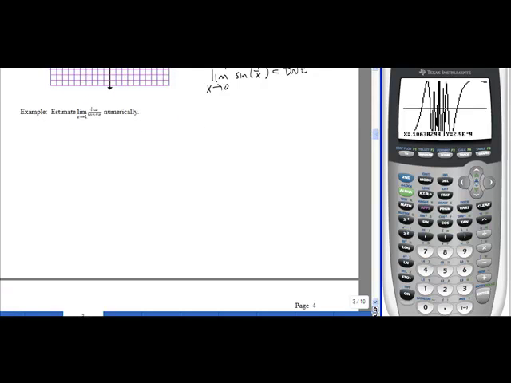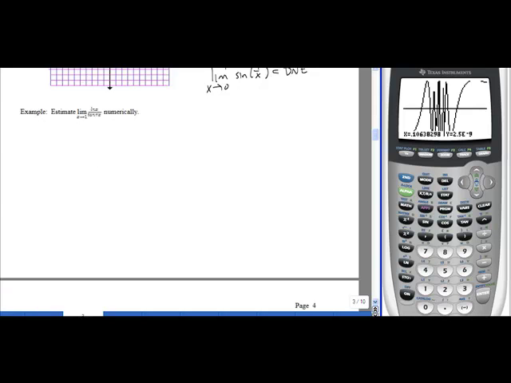All right, let's take a look at the next example. We're going to estimate the limit of ln of x over tangent pi x as x approaches 1 numerically. Now this one I didn't give you a table at all because I wanted you to come up with one on your own.